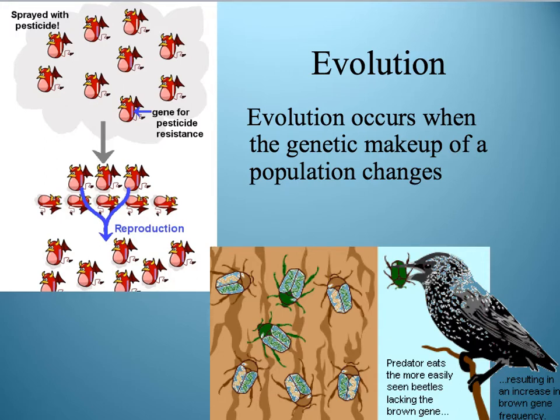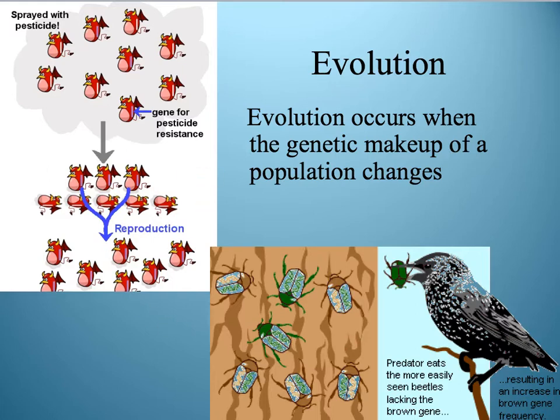The same can be said here about this bird predator only being able to see the beetles that don't have the brown gene, so they're green here. So of course this bird comes up and eats what it sees. It doesn't see these brown insects or brown beetles here, and the result is an increase in the frequency of brown beetles. Makes a lot of sense, doesn't it? This is simple evolution here.